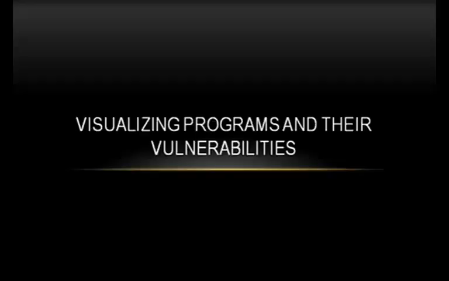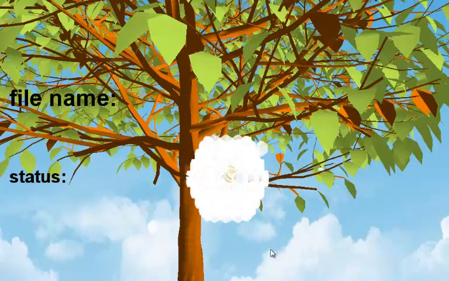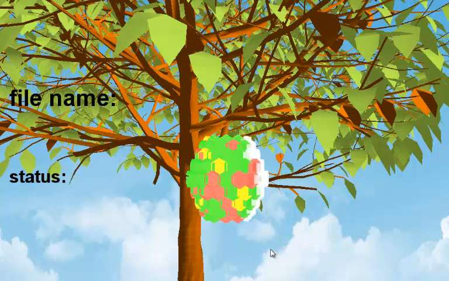One more thing about Patcher is the three-dimensional visualization of application status and vulnerabilities. We use beacons to represent the status of the whole application. Different colors mean different security levels. Red ones are the dangerous files. Yellow ones are the files that need caution. Green ones are the safe files.